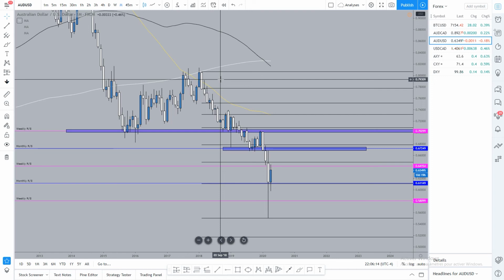Alright traders, so last analysis of the week, it will be on AUD USD. So as usual, we will do the top down analysis. After that, we will take a look at possible entries, and lastly, we will take a look at the trade that I took last week. So let's not waste more time and let's do the breakdown.